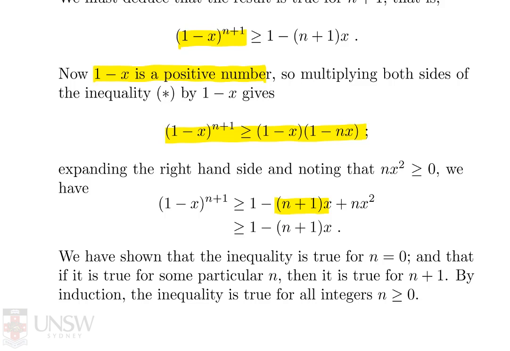Now, our aim is to show that that's greater than or equal to 1 minus n plus 1x. Well, just look carefully. What have we got here? We've got our 1 minus n plus 1x, and we've got plus nx squared. That is greater than or equal to 0, and so therefore if I delete it, I get something smaller. So this is greater than or equal to the next one, 1 minus n plus 1x, and we've finished. We've shown the inequality is true for n equals 0. We've shown that if it's true for some particular n, then it's true for n plus 1. And by induction, the inequality is true for all integers n greater than or equal to 0.